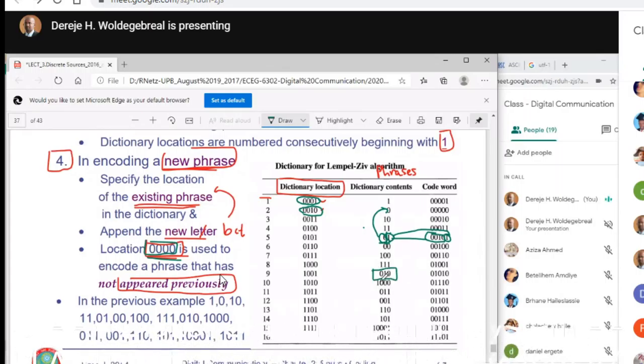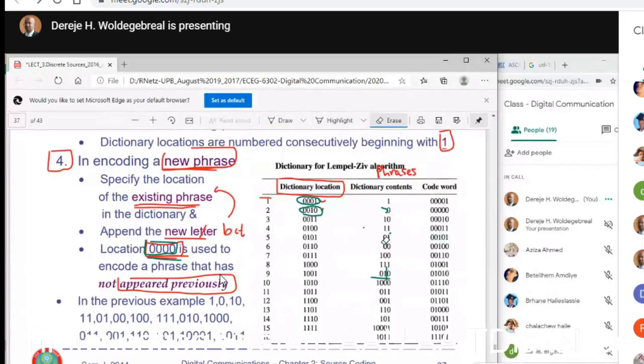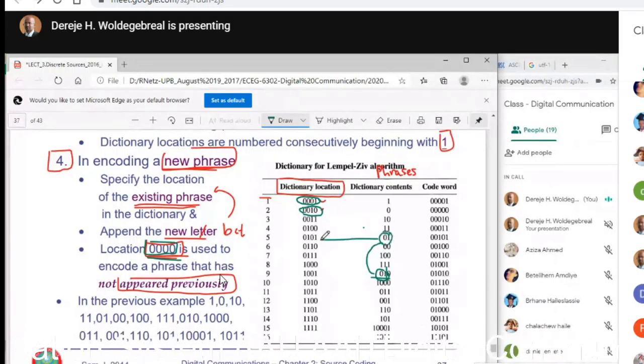You have phrase 010. So the previous or the existing phrase is 01. And where is 01? Its dictionary location is 010. So you have 0101.